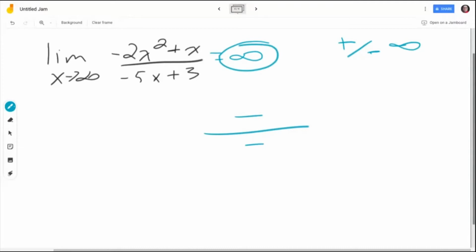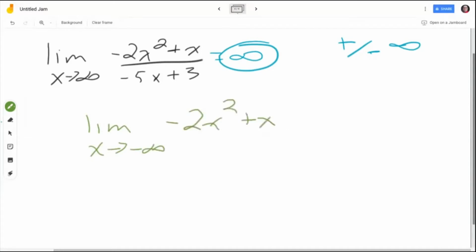All right, and now I am interested. What if it was negative infinity that we were heading towards? Similar to what we did in the last problem, let's look at the other thing that can happen. So we're going to do the limit as x approaches negative infinity of -2x squared plus x over -5x plus 3. So we know it's heading towards positive or negative infinity because we look at our highest degrees and the numerator one is larger.